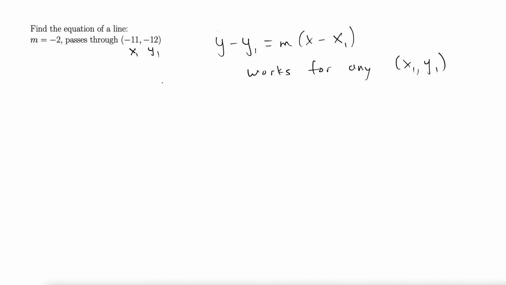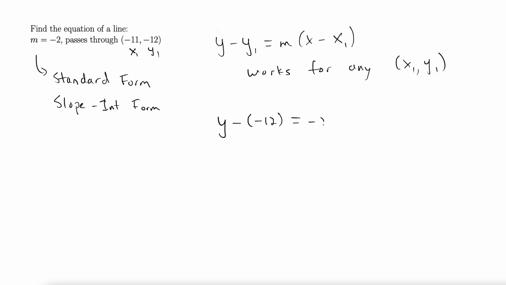Okay, so let's do it. I'm going to show this both in standard form and in slope-intercept form. So let's look for a standard form answer, and a slope-intercept form answer. Okay, let's do it. Plugging in here, we get y minus -12 equals m, our m is -2, times (x minus -11).